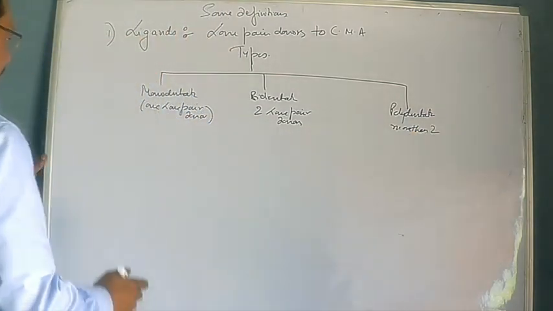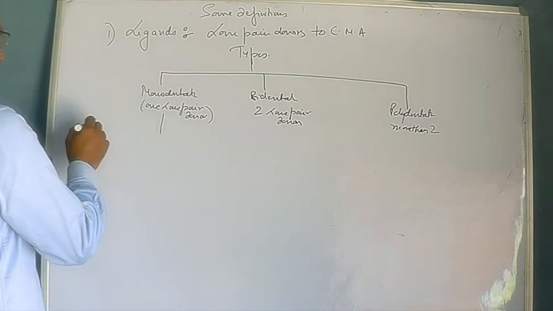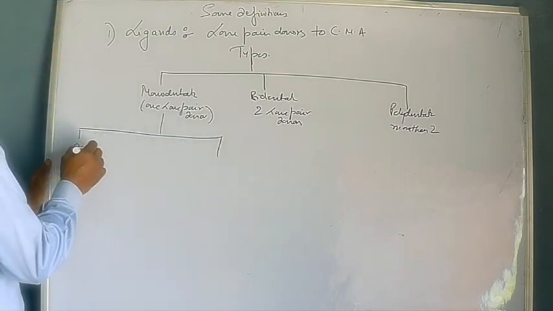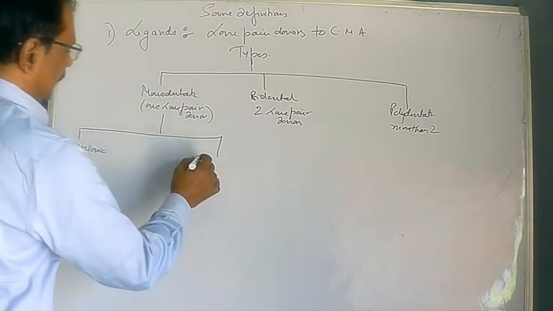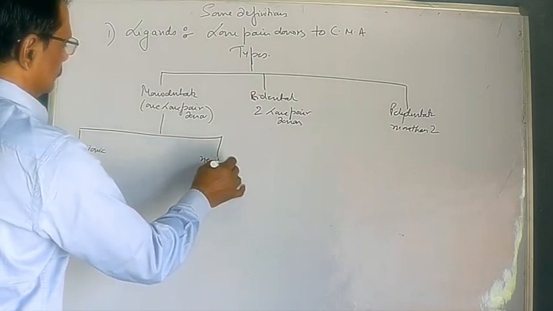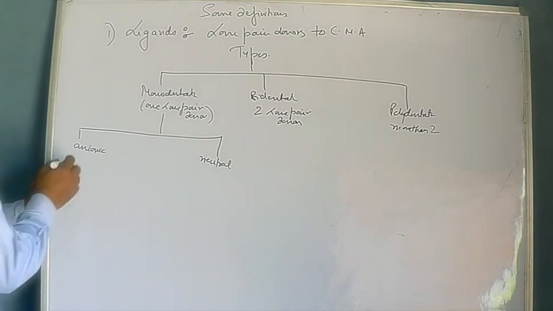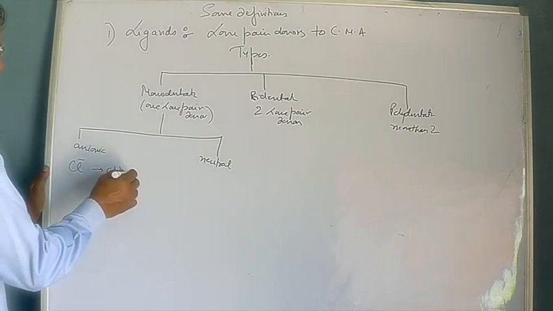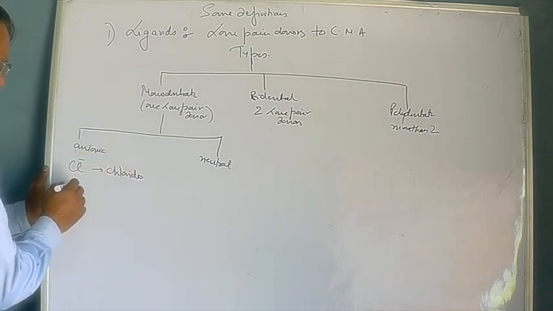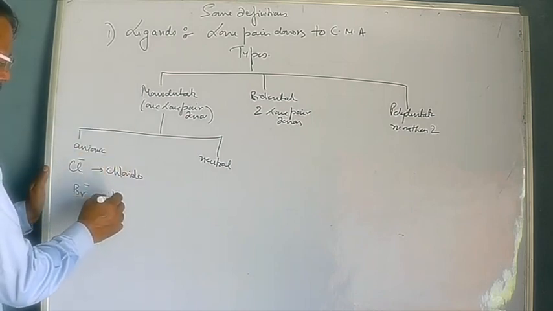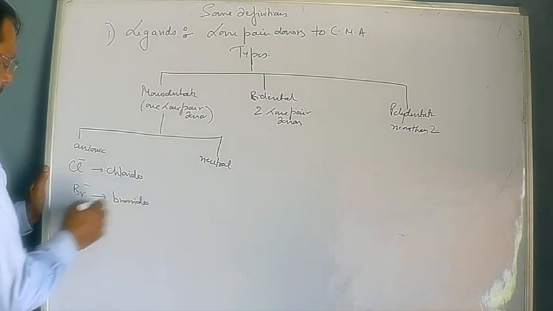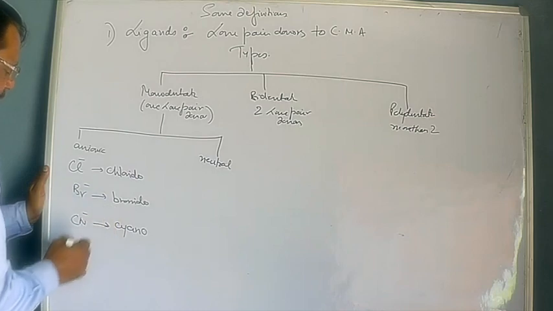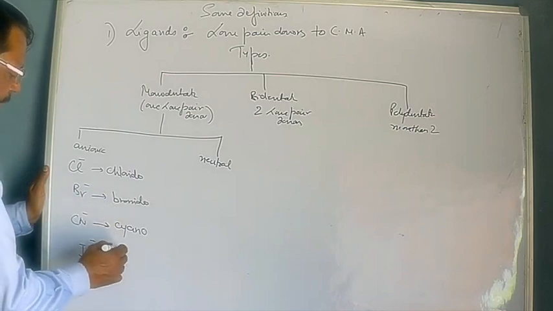So first one, monodentate ligands. They can be further classified as anionic and neutral. We'll have some examples over here. Cl negative is called chlorido. It donates only 1 lone pair. Similarly, bromido, cyano, all are carrying 1 negative charge. Iodido.